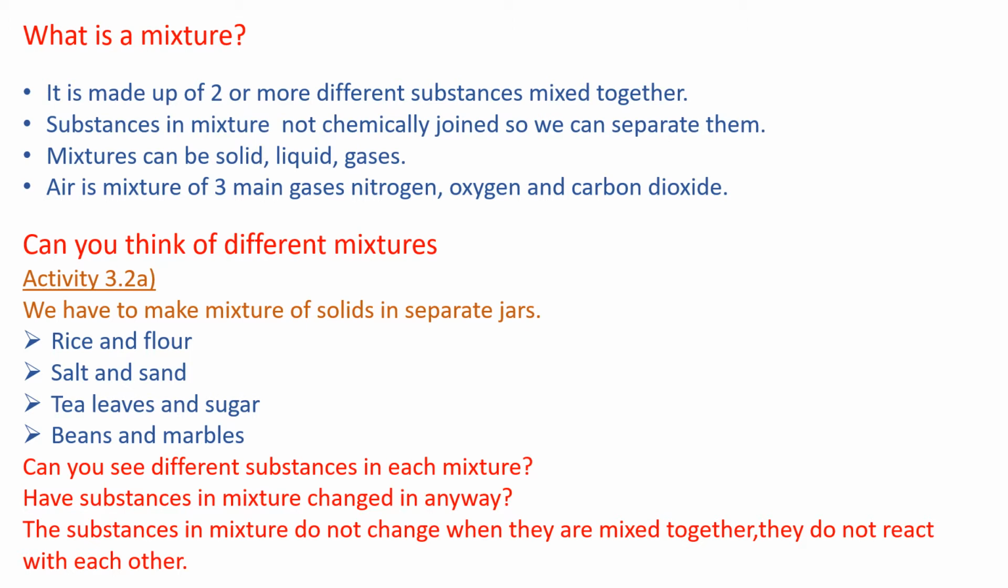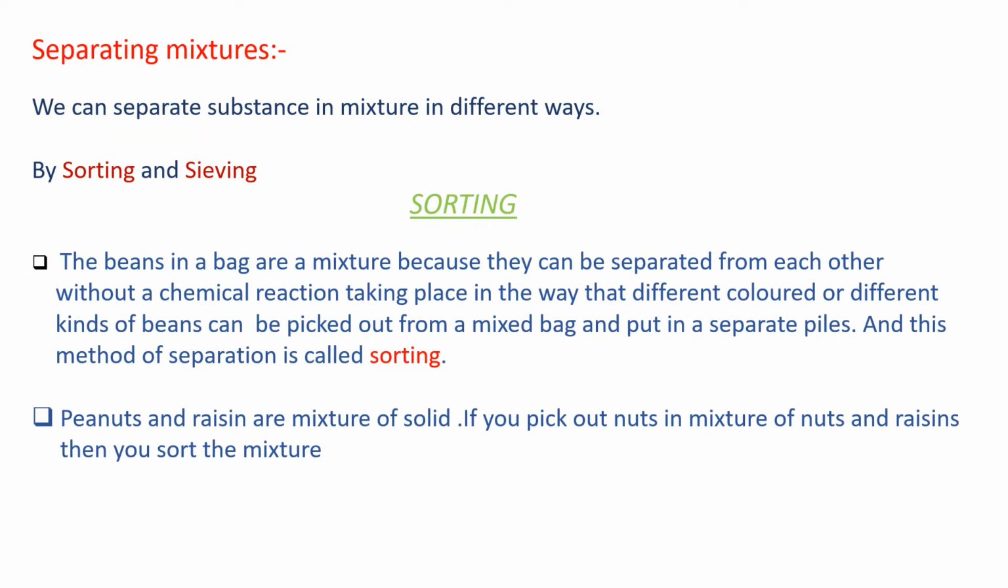The substances in a mixture do not change when they are mixed together, and as they are not chemically joined, they do not react with each other. So we can easily separate them. Separating mixtures: how can we separate a mixture? We can separate the substances in a mixture in different ways, with the help of sorting and sieving.